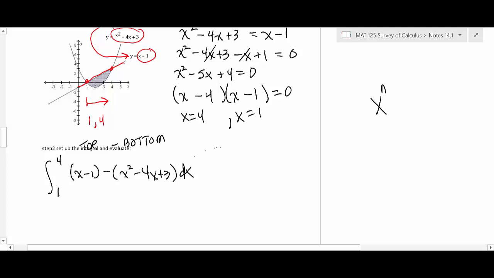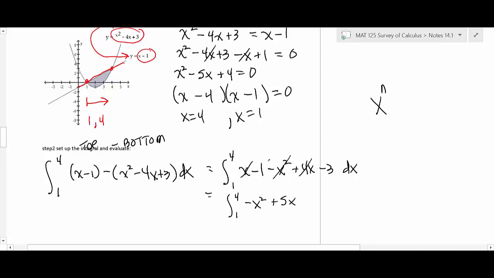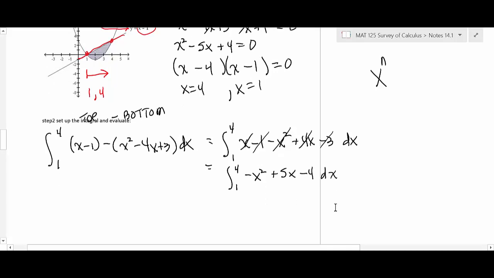Okay, so what we're going to do from here is it's a good idea to simplify all this. You've got a bunch of like terms, so I'm just going to write this as integral 1 to 4 of x minus 1 minus x squared plus 4x minus 3 dx. You want to collect your like terms. This integral should be a pretty basic one to do. It doesn't matter what order you put it in: negative x squared, and then 1x plus 4x is plus 5x. Negative 1 minus 3 is minus 4, times dx like that. So you want to get everything simplified, then you're ready to roll.